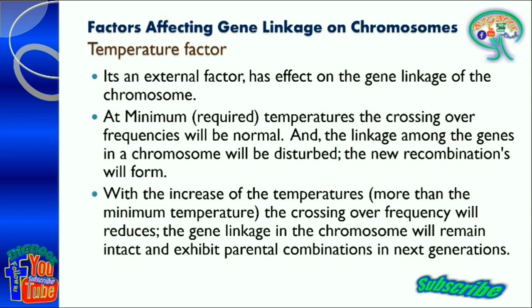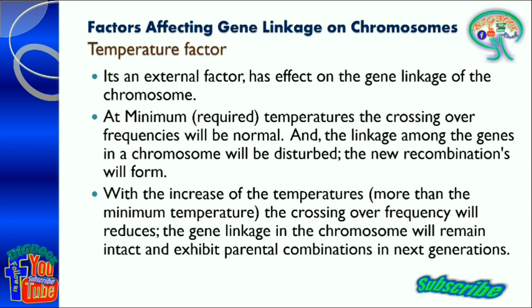So this required or threshold temperature is going to differ with each and every organism. At this threshold temperature, the crossing overs within the prophase 1 stage of the meiosis cell cycle are going to be very high. Due to this, the linkage or the linearity of the genes on the chromosome is going to be disturbed because new recombinations are going to be inherited.